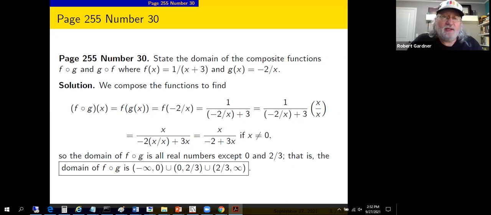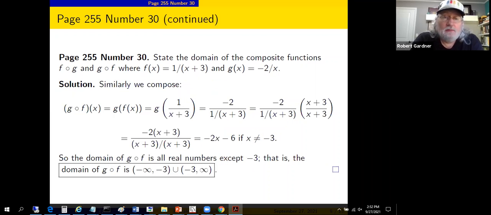They also wanted the domain of g composed with f. Okay, then we'll start with that function. g composed with f, g of f of x, that is. f of x is this thing here, 1 over x plus 3. So we'll take g of that. What does g do to something? It takes negative 2 divided by the something. So g applied to this gives us negative 2 divided by this, the quotient 1 divided by x plus 3.